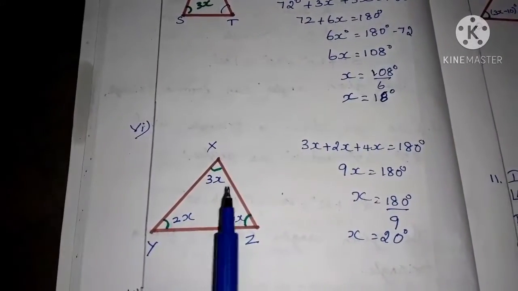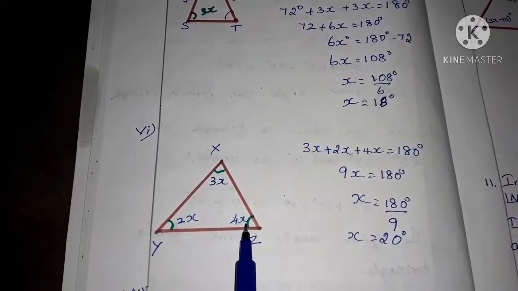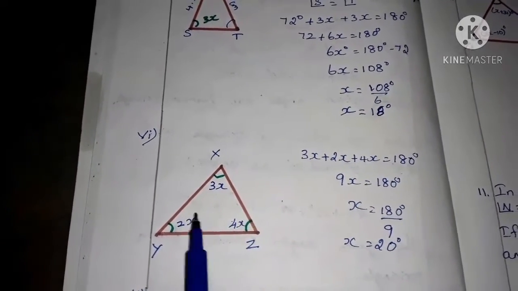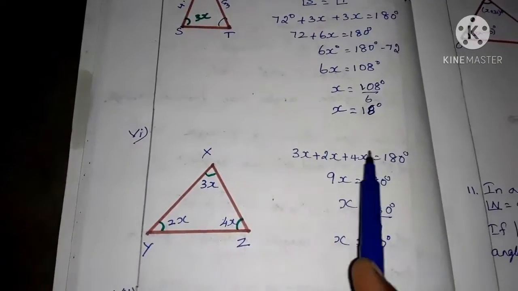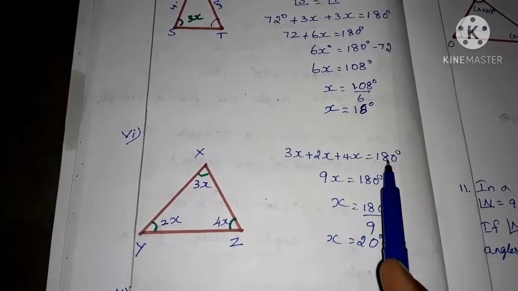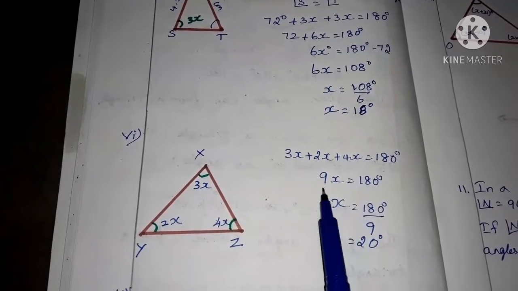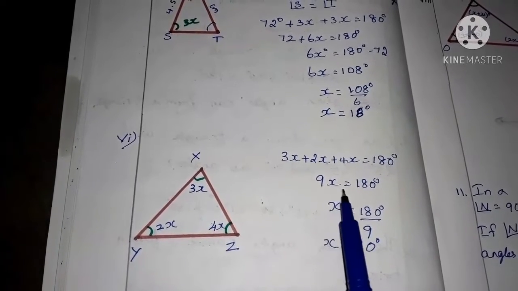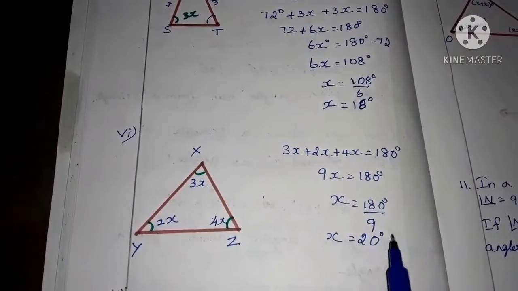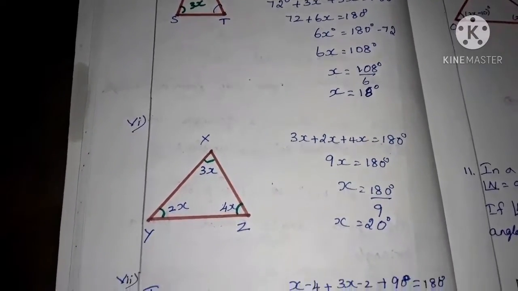Next, a triangle is given. They have given 2x, 3x, 4x. So we have to find the value of x. We know the angle sum property: the sum of the angles of a triangle is 180. So 2x plus 3x plus 4x is equal to 180. 3 plus 2 is 5, 5 plus 4 is 9. So 9x is equal to 180. So x is equal to 180 divided by 9. 1 9 is 9, 2 9s are 18, so it is 20 degree.